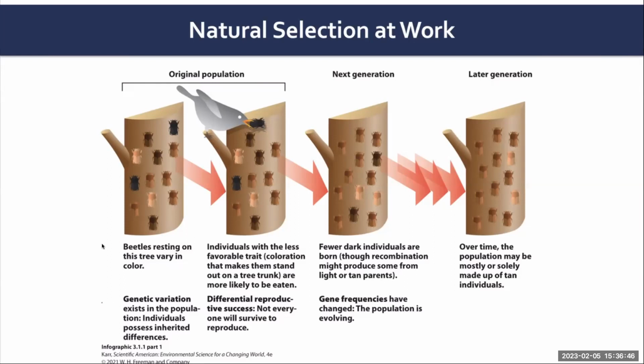So one prerequisite to natural selection is that there is genetic variation, right? Individuals possess these inherited differences, okay? A bird comes along, a predator comes along and eats some individuals in this population, right? It's going to eat those individuals that it has the easiest time finding, right? That are the easiest ones to pick off. So individuals with the less favorable trait, in this case, the darker beetles that stand out on the tree trunk, are more likely to be eaten and so have fewer opportunities to reproduce.